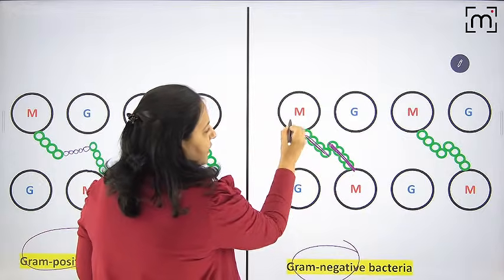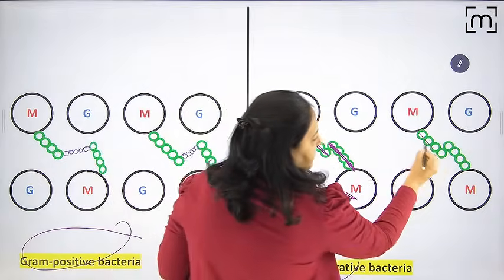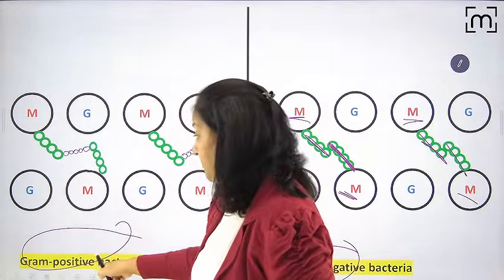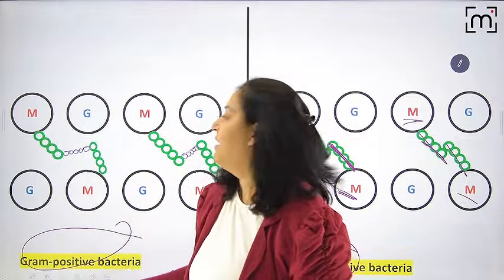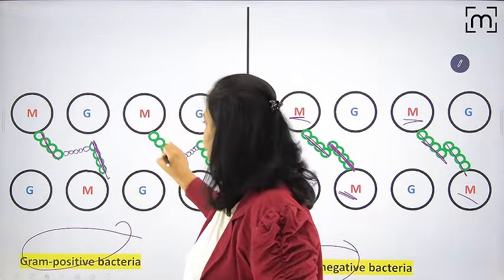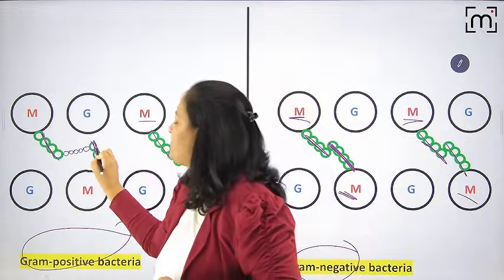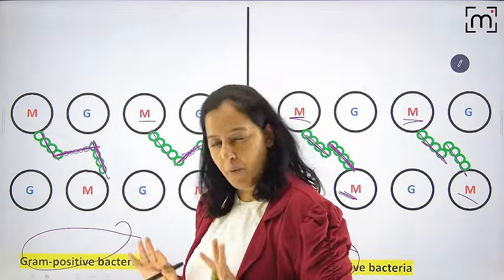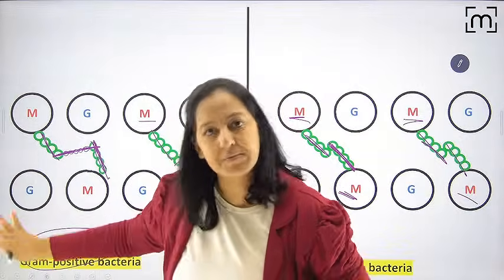The tetrapeptide chain of the NAM is doing the cross-linking. That's it. But in gram-positive bacteria, two things are doing cross-linking. One is the tetrapeptide chain of the NAM. The other is the pentaglycine bridge. Pentaglycine bridges are also there. So the point is that cross-linking occurs here also, here also.